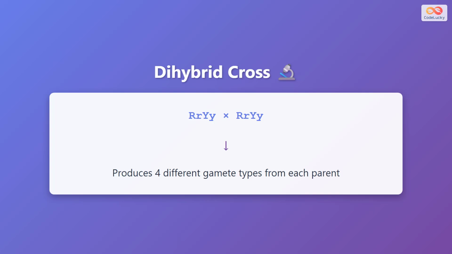A dihybrid cross involves breeding two organisms that are heterozygous for two different traits. In our pea plant example, this would be RrYy crossed with RrYy, where R represents the dominant allele for round seeds, r for wrinkled seeds, Y for yellow color, and y for green color. Each parent can produce 4 different types of gametes because the genes assort independently.